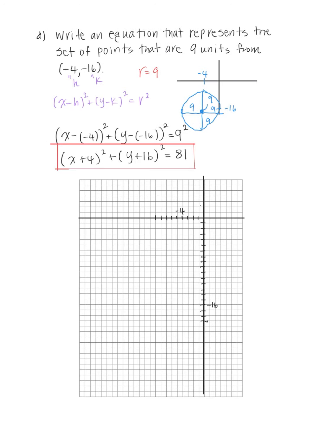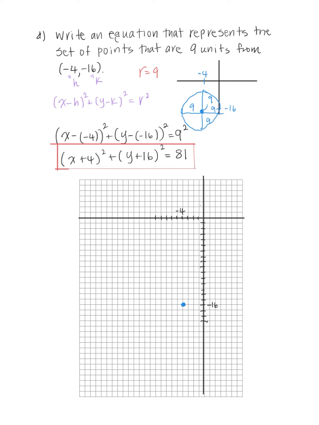My apologies, this graphing grid is super tiny, but I have to go 9 units from -16. That's the reason why I kind of have to shrink it a little bit. But anyways, let's first jot down the center, which is (-4, -16). Oh gosh, my eyes hurt from doing this. Hold on, is it here?